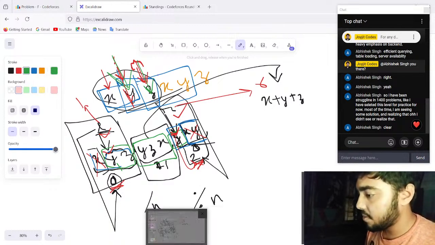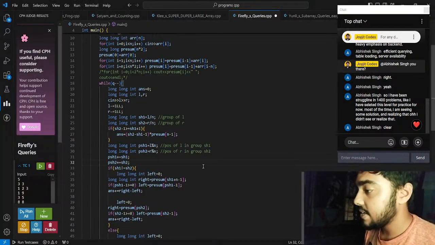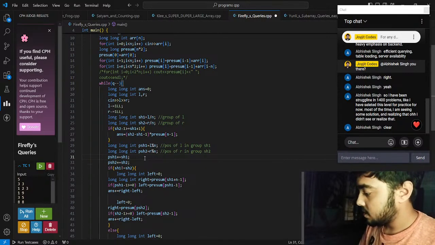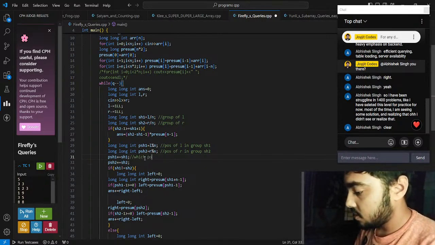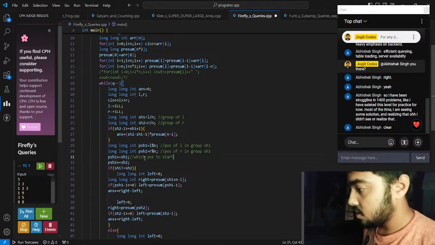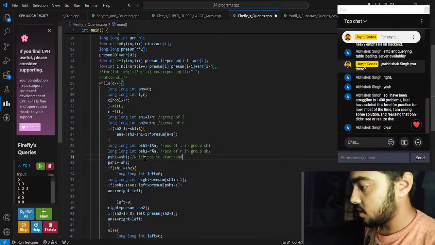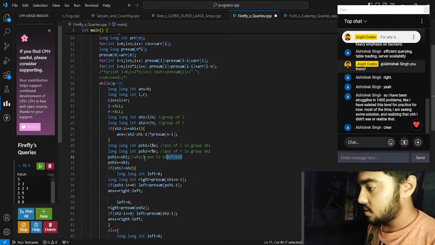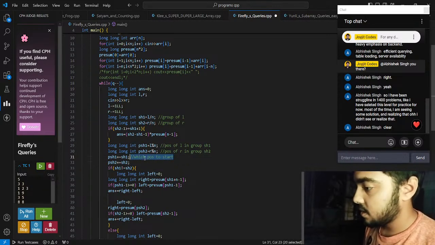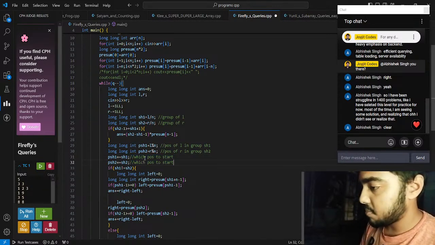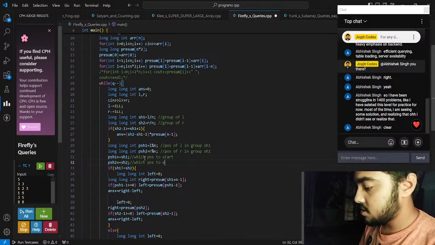So basically from now, what PSH is telling us is which position to start or end. This is the start, because L means that you have to start from that position, and R means you have to end at that position.